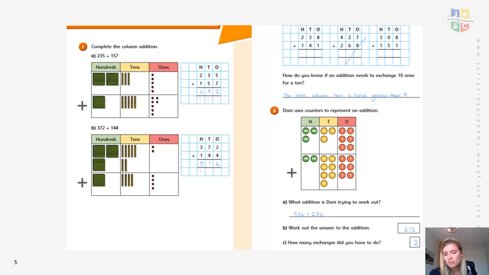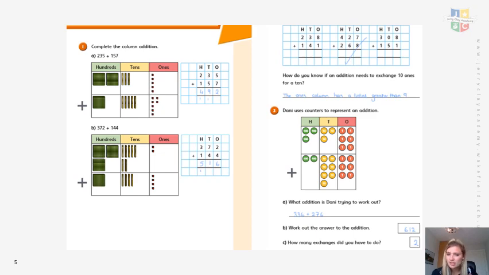Okay, for number 3, Danny uses counters to represent addition. What addition would she be trying to work out? What I would have suggested to do was actually write the number of counters in each. So I would have put that in the top row there are 6 ones, 3 tens and 3 hundreds, so that answer would be 336. In the bottom I would have said that there were 6 ones, 7 tens and 2 hundreds, so that number would be 276.